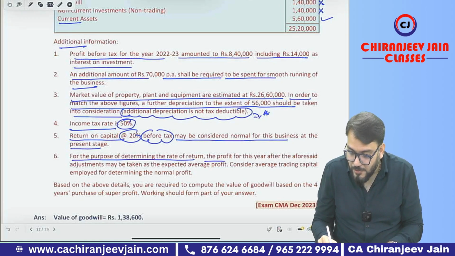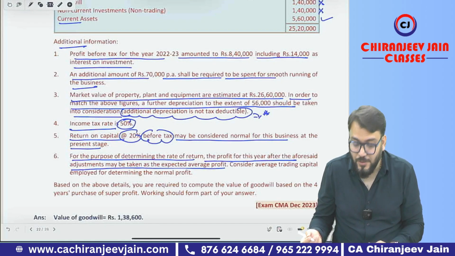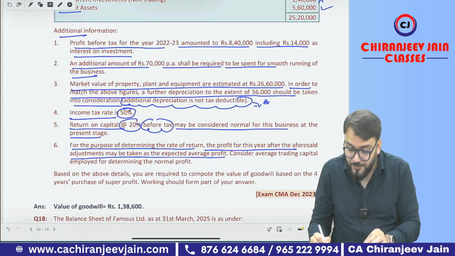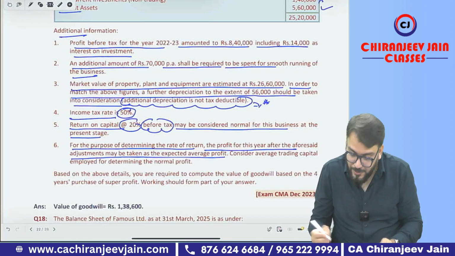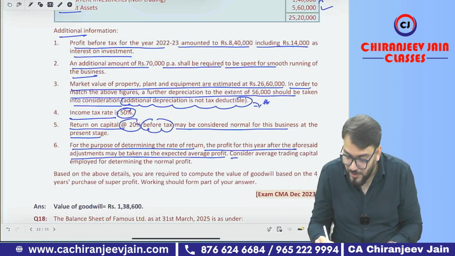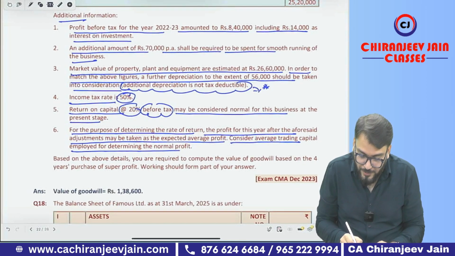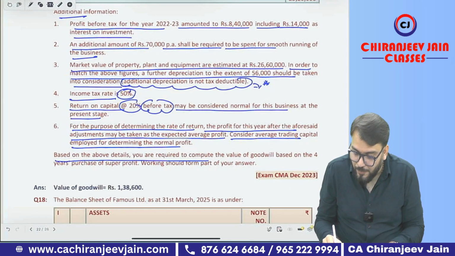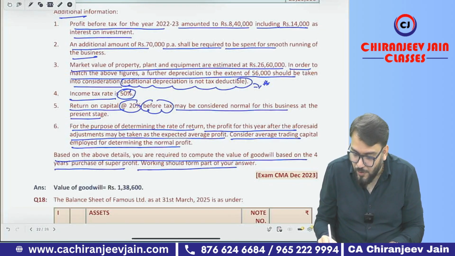The profit for this year after the aforesaid adjustments may be taken as expected average profit. Same point was given in the previous question. Consider average trading capital employed for determining the normal profit. Same point. Based on the above details, you are required to compute the value of goodwill based on 4 years purchase of super profit. Working should form part of your answer.